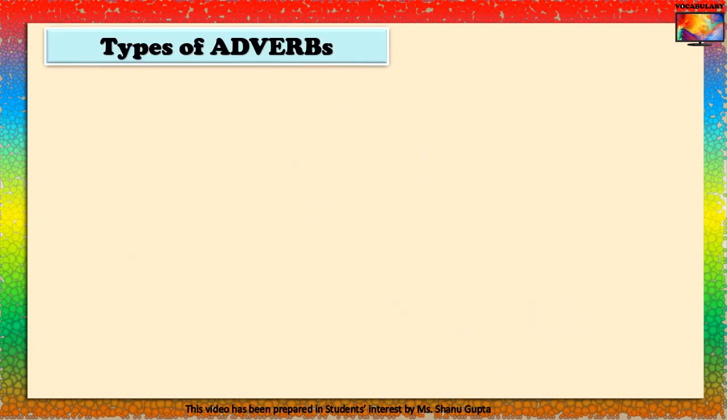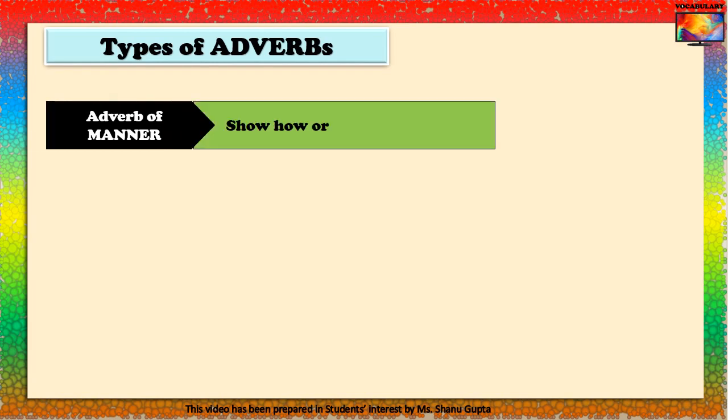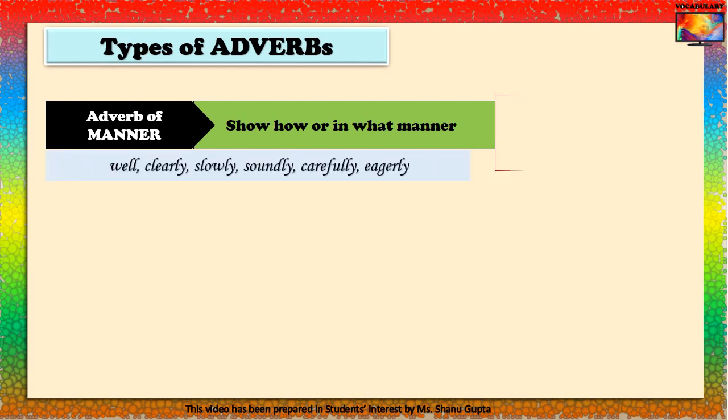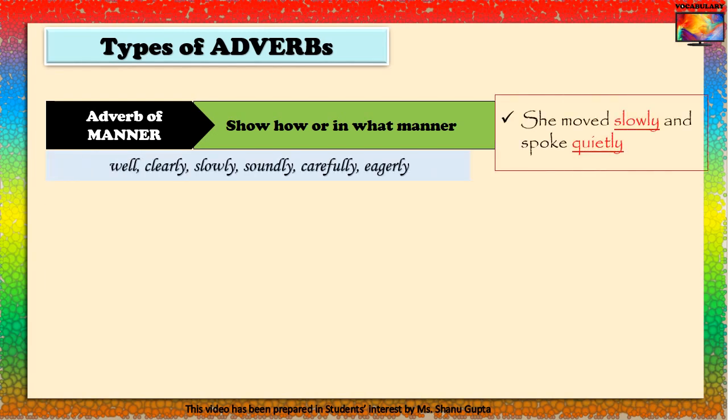Now coming to adverb types, we have adverbs of manner. They show how or in what manner an action is performed. For example, she moved slowly and spoke quietly. Slowly describes the manner in which she moved and quietly describes the manner in which she spoke. So both are adverbs of manner.